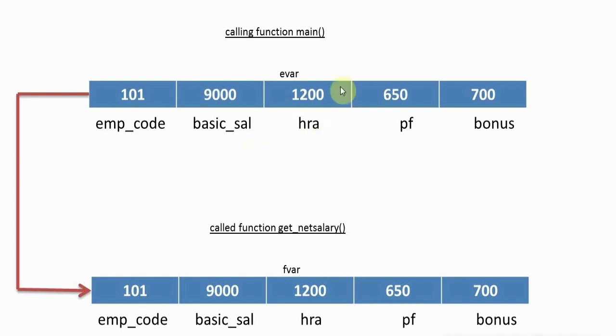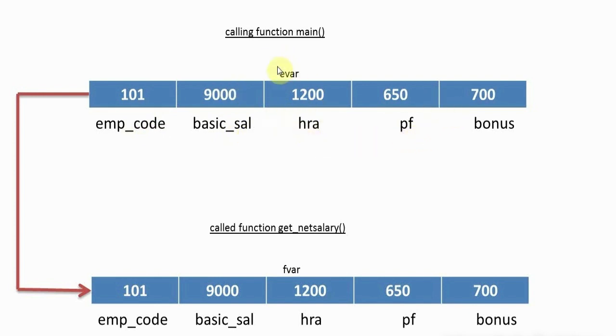In this diagram, I have assumed that I am working in a calling function. It can be function main or any other function, and it has got a structure called evar. It has got some values. The names of the members are emp_code, basic_sal, HRA, etc.